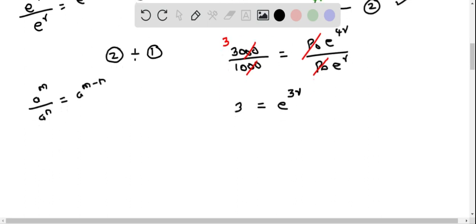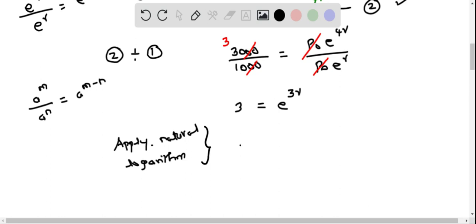Now this is an equation involving just a variable r. So to solve this, which has an exponent on the right side, I'm going to take the natural logarithm of both sides. So apply natural logarithm to both sides.